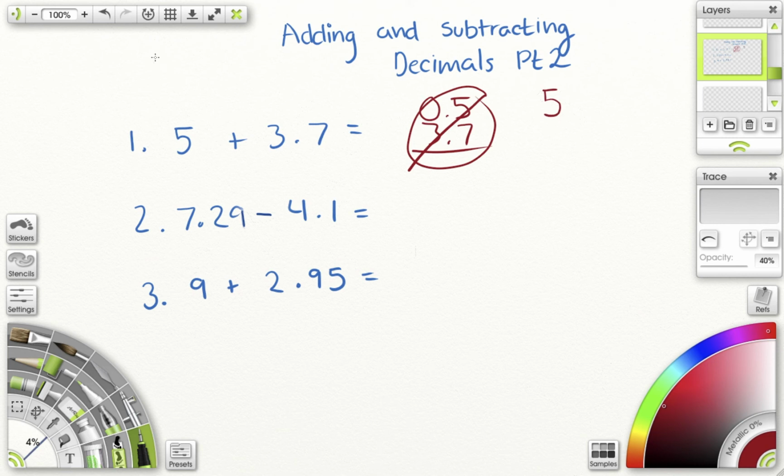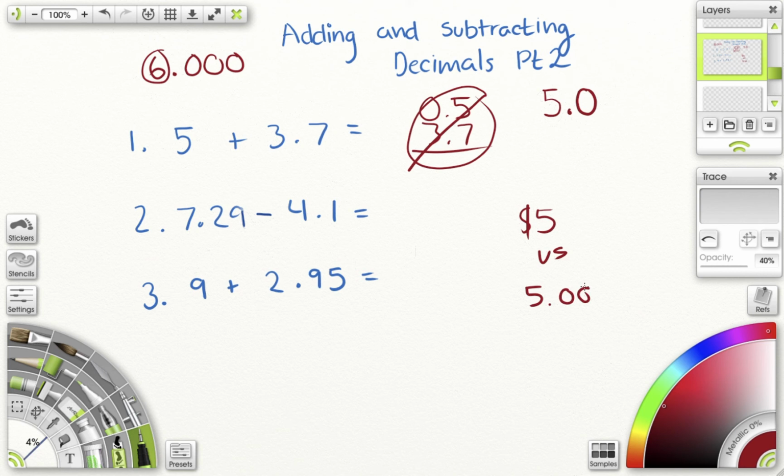Every whole number, regardless of what it is, always has an imaginary 0.0 after it. And it can have a bunch of zeros after it. This is still a whole number. Those point zeros are just a placeholder. So we're going to use them to help us line up our decimals. So I put 5 and I put 0.0. All right, it's still 5. So if I had $5, it's like saying $5 versus $5.00.